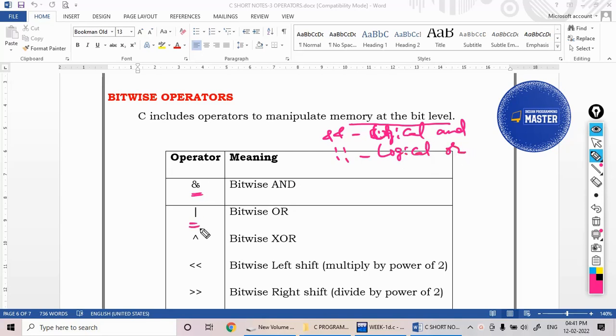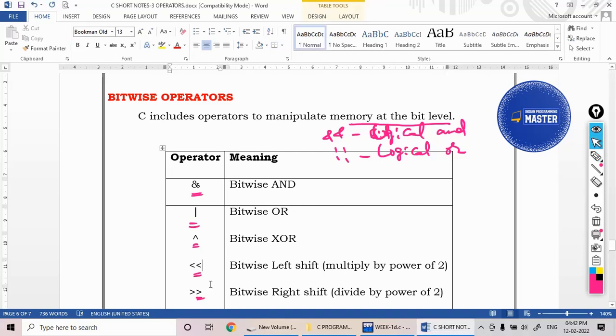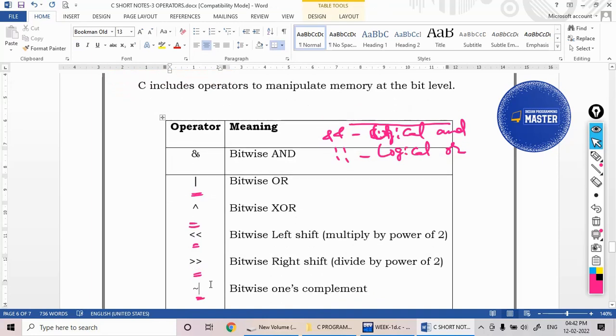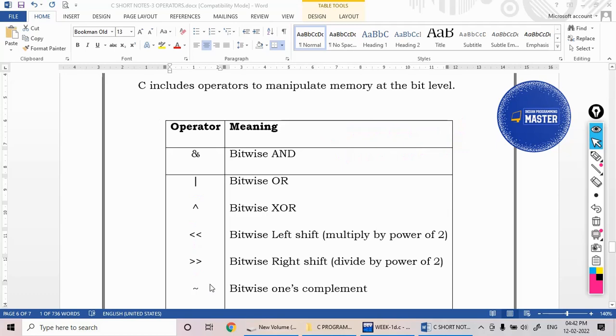This is the bitwise exclusive or operator, and the left shift operator, which is nothing but multiply by power of 2, and the right shift operator. And there is one more operator called the ones complement operator, the tilde symbol. Regarding these operators, programs we will see in the programming videos.